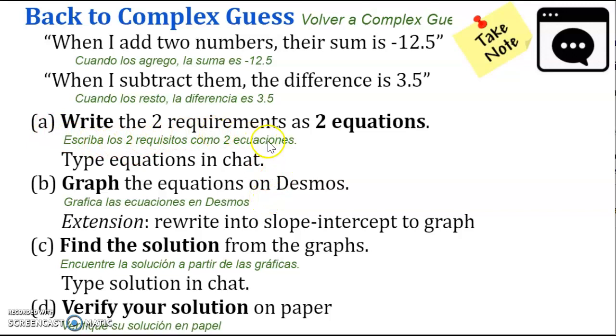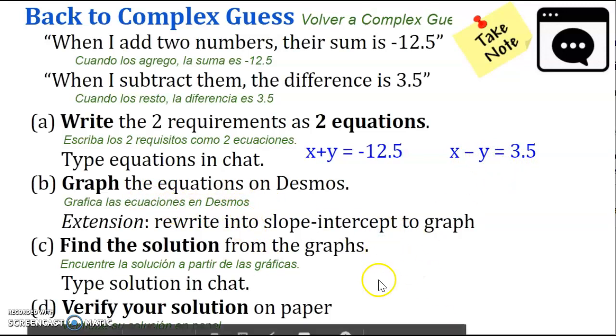Okay, so the requirements of two equations: two numbers that add to negative 12.5, that's going to be x plus y is equal to negative 12.5. And the second equation is x minus y is equal to 3.5. Great, and when you graph this, what did you get as your solution? You should have gotten x is equal to negative 4.5 and y is equal to negative 8. Okay? And hopefully you did the verification on your paper.